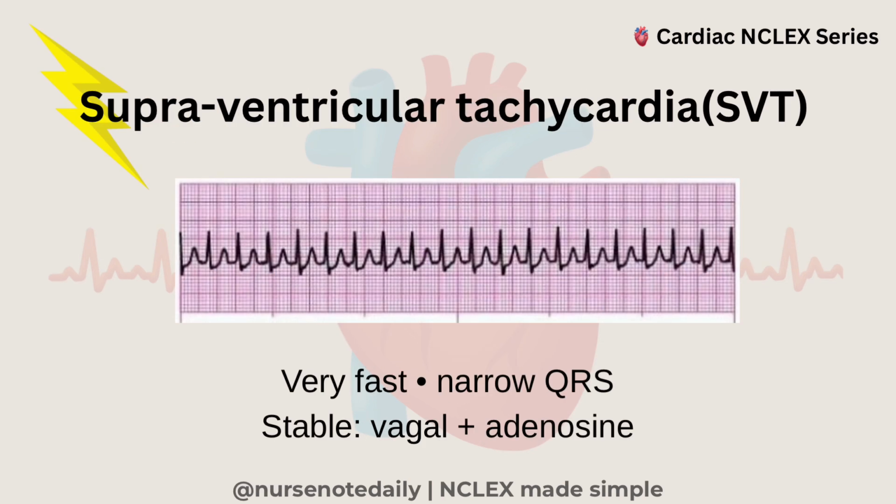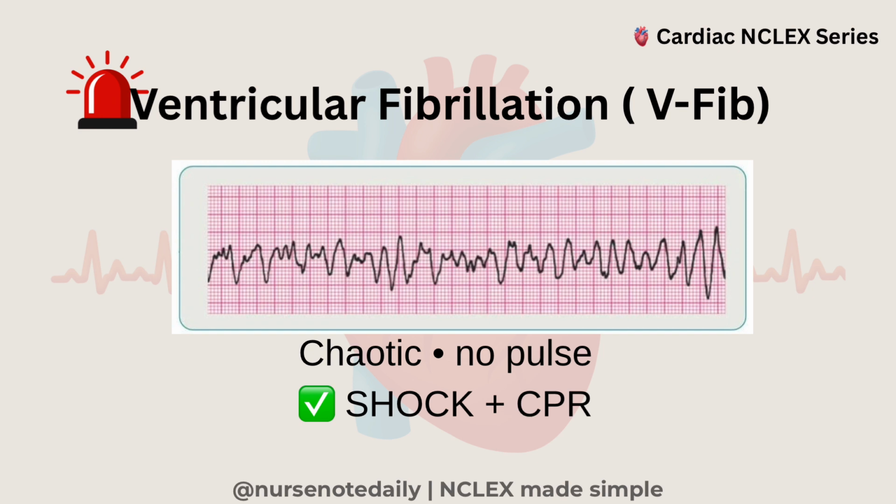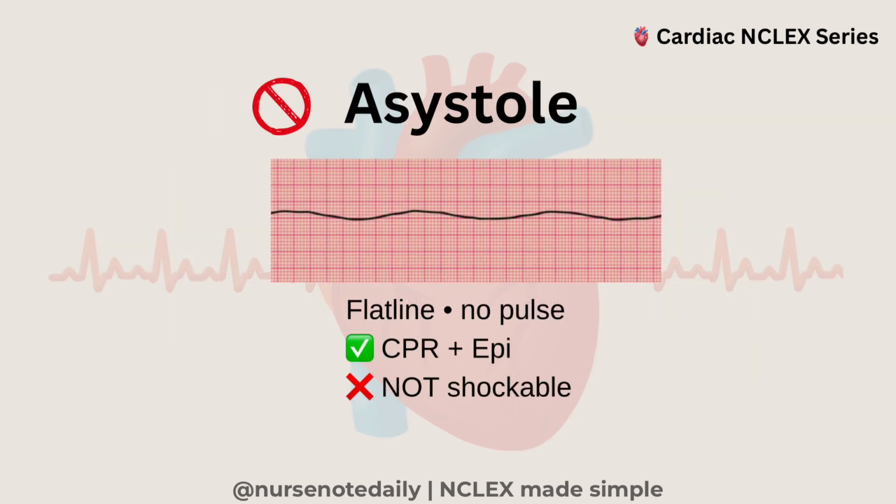Number 3. SVT. This is super fast, usually a narrow QRS, and the patient might feel palpitations or dizziness. If they are stable, nursing interventions include vagal maneuvers and adenosine. Number 4. Ventricular fibrillation, VFib. This is chaotic. The patient has no pulse, and this is a shockable rhythm. Your action is defibrillation plus CPR. And number 5 is asystole. Flatline, no pulse. This is not shockable. You do CPR and give epinephrine per protocol. If you only remember one rule: VFib equals shock, asystole equals no shock.